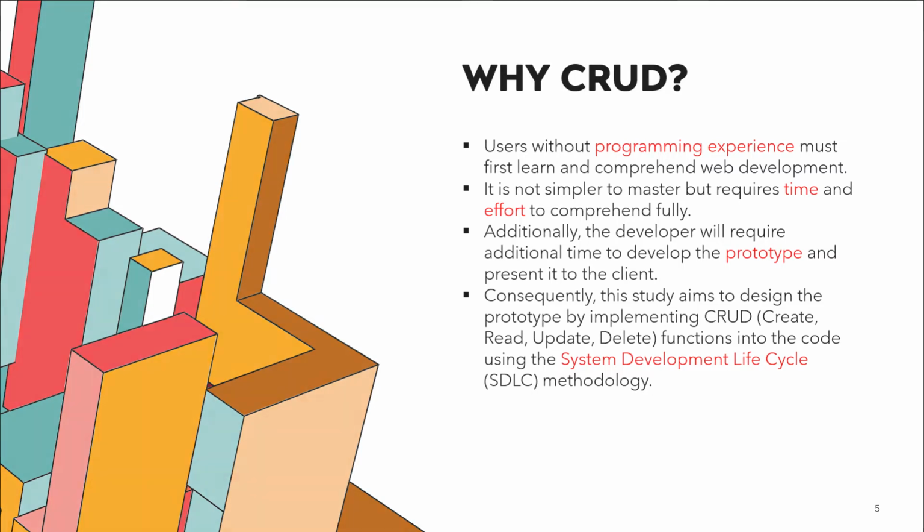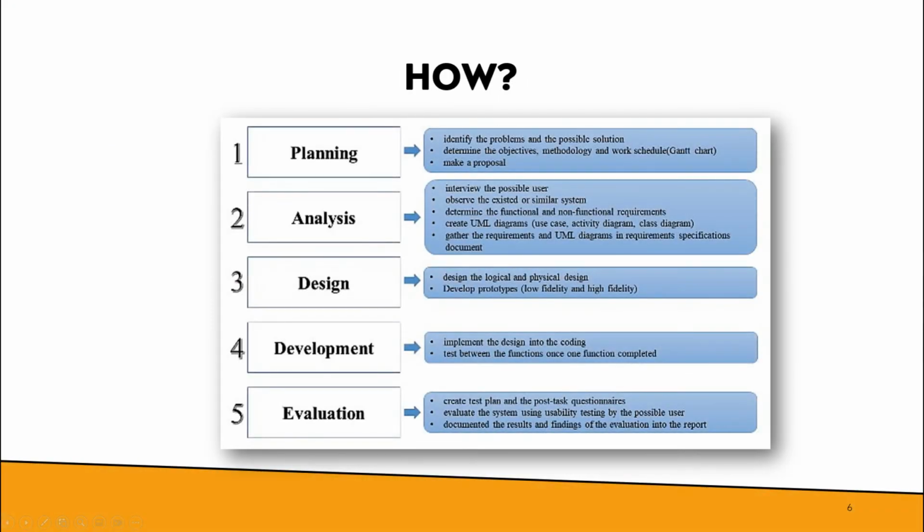The first stage in the planning phase was to examine the system's feasibility. Then, we discovered the problem and listed the possible solution. We studied the existing system, gathered related information, and then determined the project background, objectives, limitations of the project, methodology, and Gantt chart. Lastly, we wrote down all the information in the proposal.